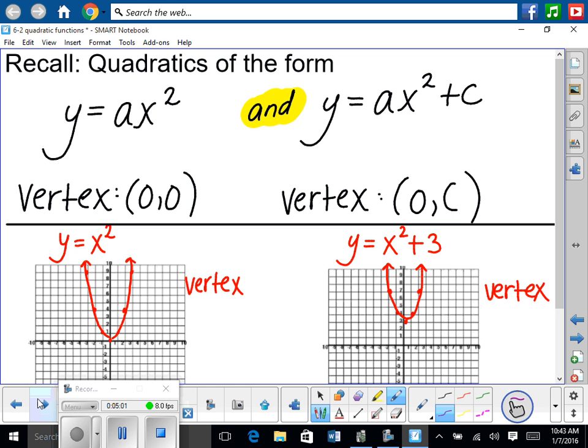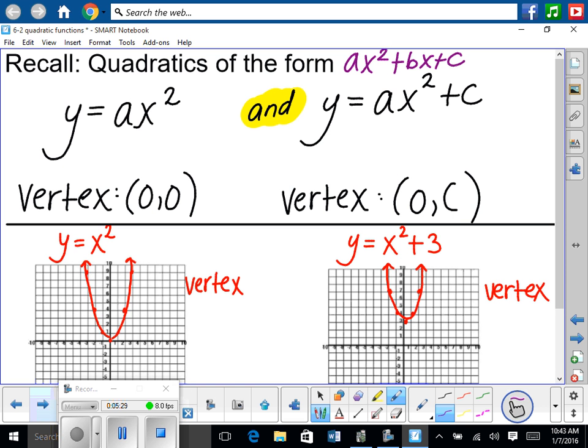Okay, so recall that yesterday we were dealing with quadratics of these forms. Y equals ax squared and y equals ax squared plus c. Remember, quadratics in general have the form ax squared plus bx plus c. Yesterday we were missing bx, or we were missing bx and c. So right here we were just looking at ax squared. Remember that if it had this form, our vertex was at 0, 0, right?